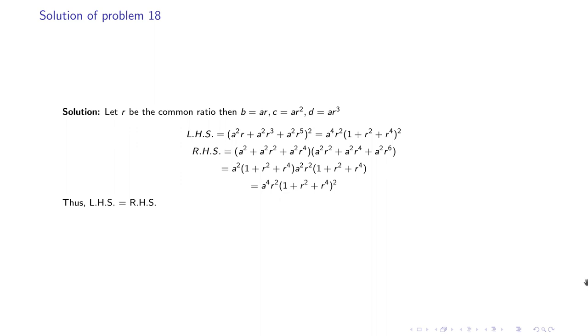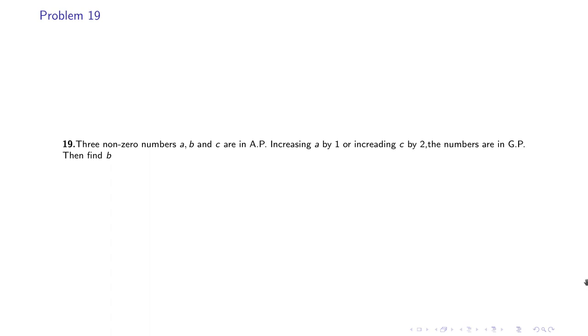From the second term we take out a square r square as the common value, and we have the rest as 1 plus r square plus r to the power 4. Now we multiply a square with a square r square, which gives us a to the power 4 and r to the power 2. The term 1 plus r square plus r to the power 4 gets squared because there are two of them. So now we can see that the left hand side is equal to the right hand side.